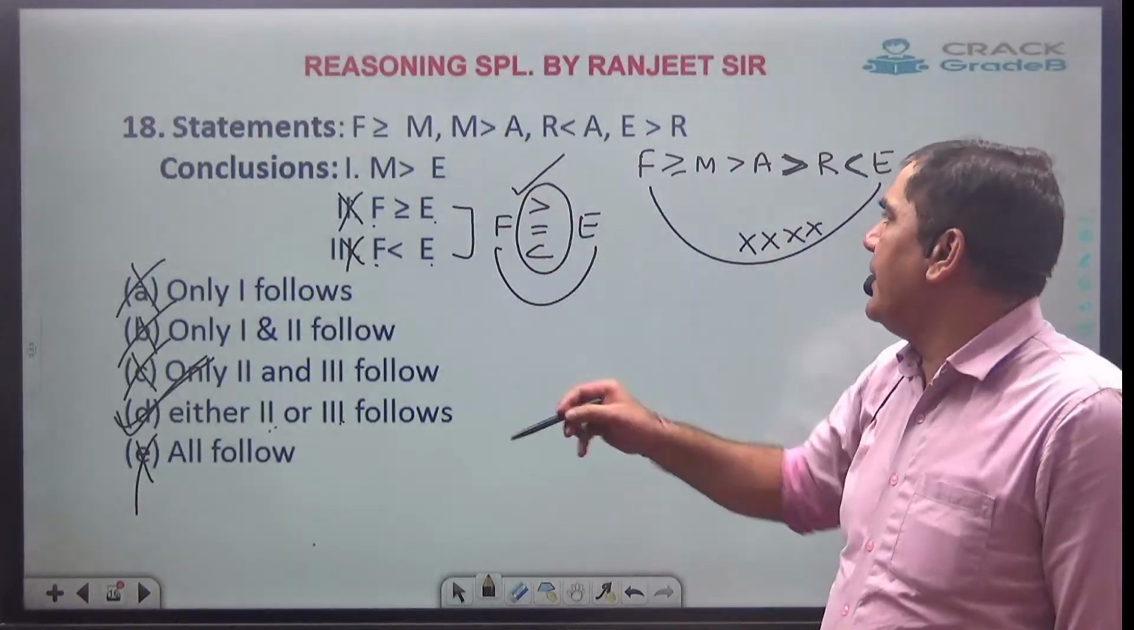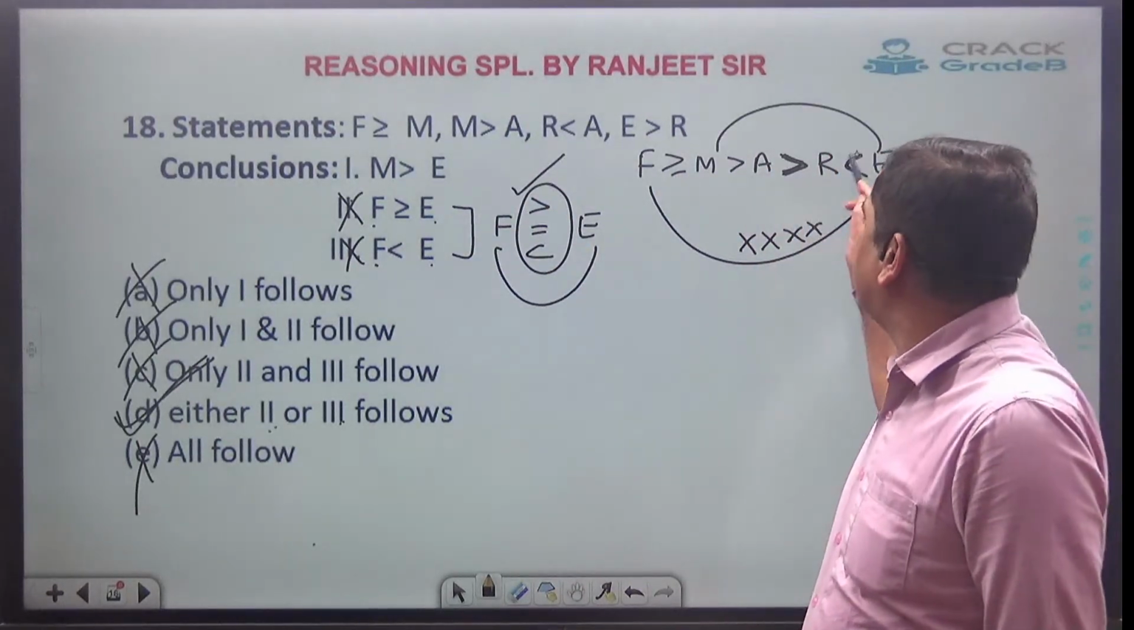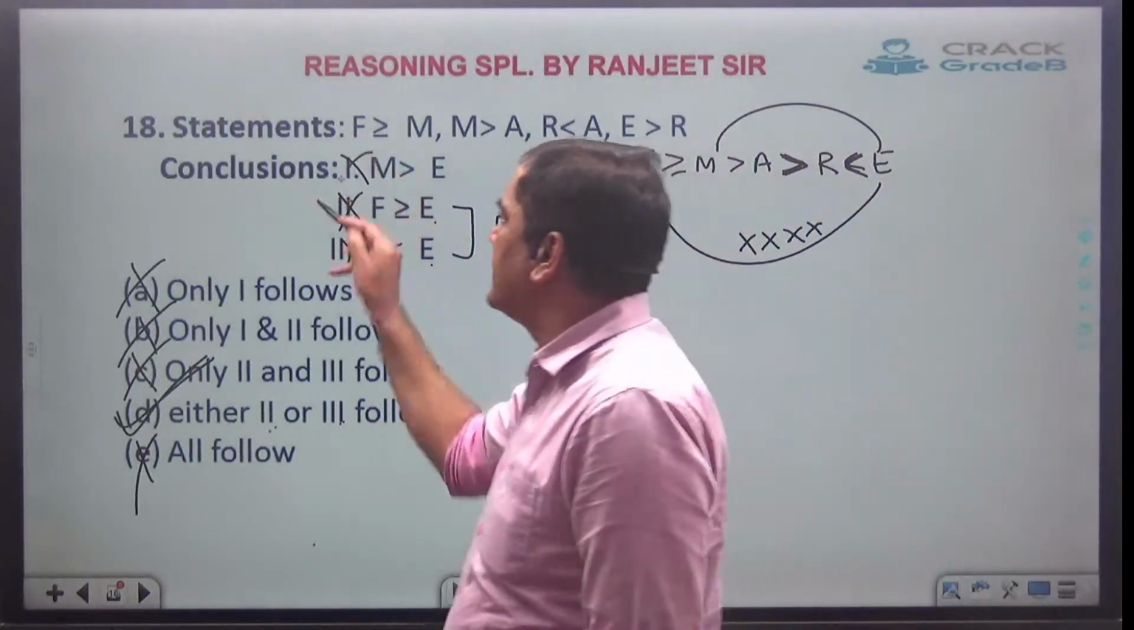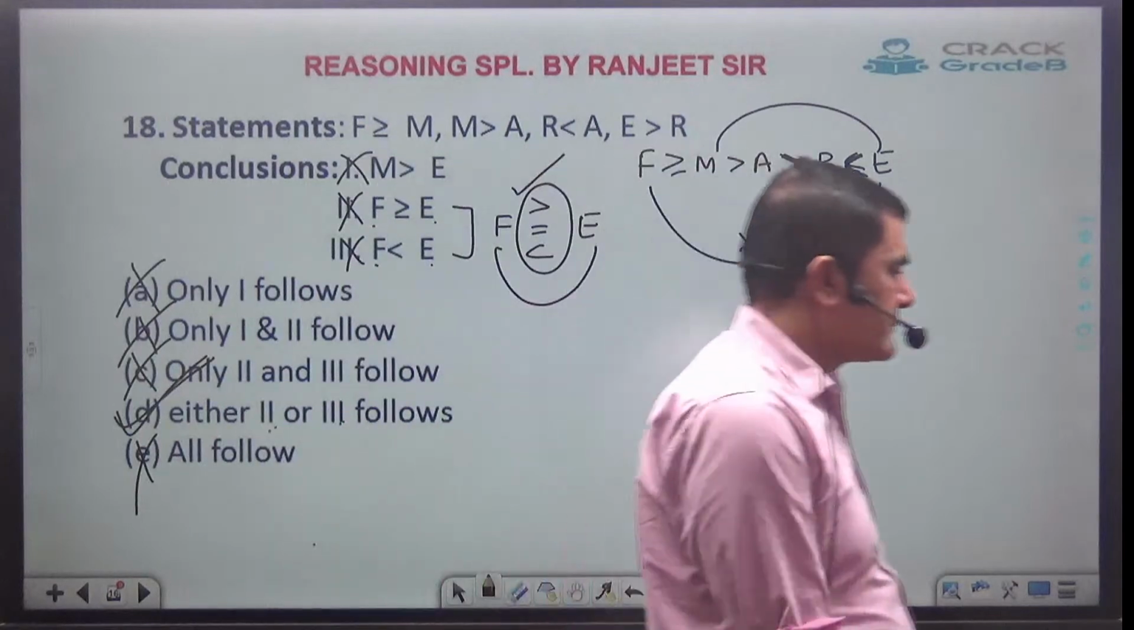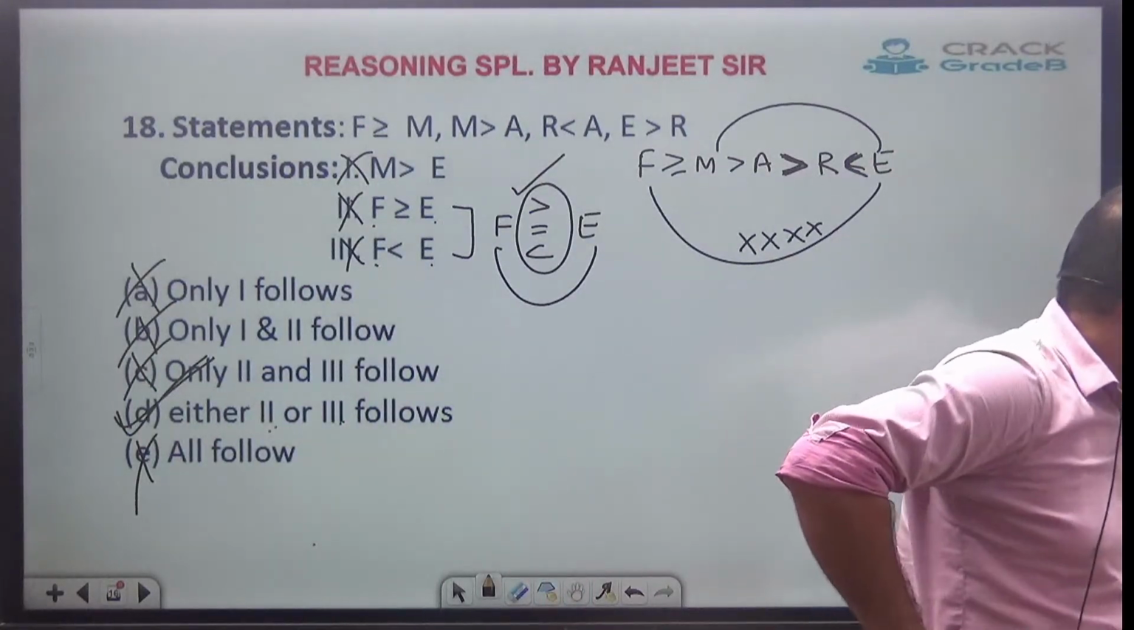Clear? Just see M and E. M and E again, both the faces have come. So either or is not there. First is also wrong. Simple. Clear? Anyone, any problem?